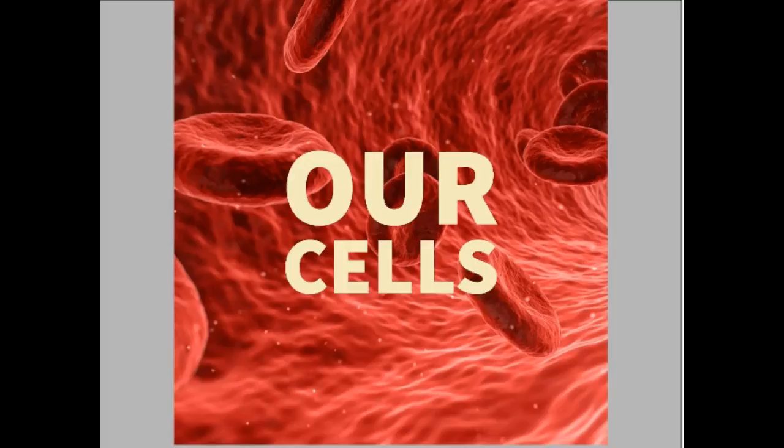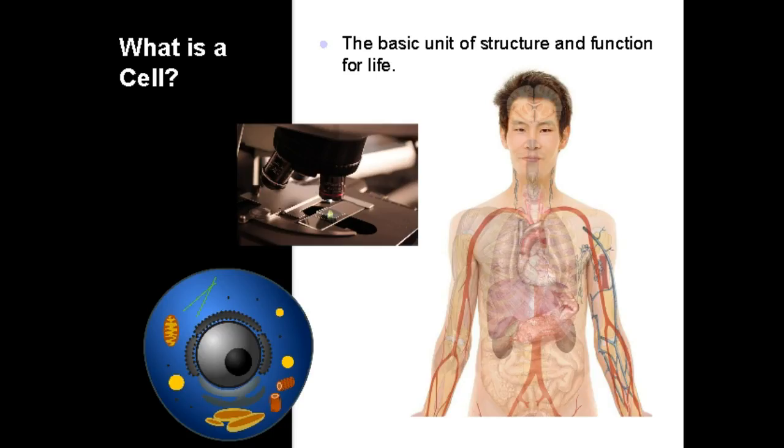So for this lesson, we're going to talk about our cells. When we talk about the human body, it's important to understand the human body is made out of a whole lot of cells. It's estimated that there's over 37 trillion cells in our body. So what exactly is a cell?